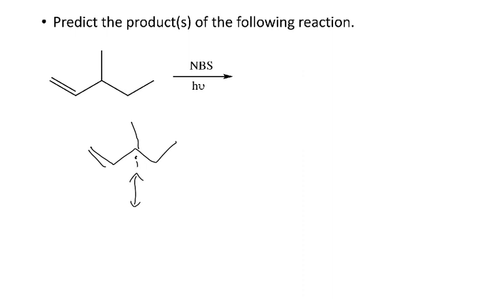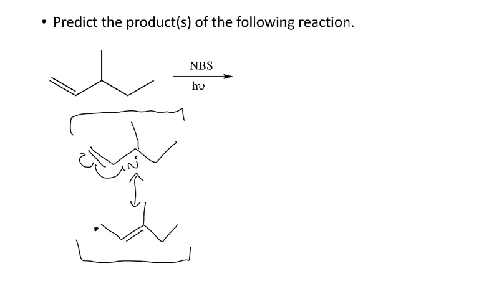And so we have these two resonance structures for the radical intermediate, and so the bromine can add either here or here. So we're going to get two products from this reaction. So we can have the bromine adding here, or if it adds to the alternate resonance structure, then we can get the bromine adding here.